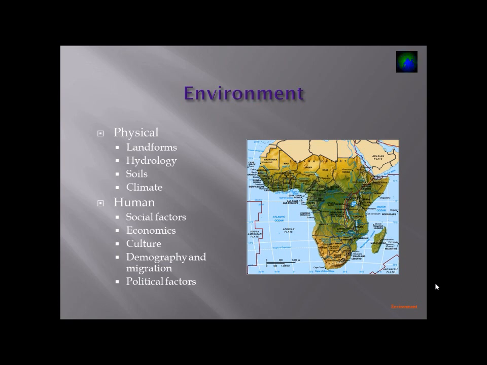Let's look at the environment. What do we look at when we investigate the physical environment? The physical environment includes landforms, hydrology, soils, and climate. So those are the things we look at. The human environment involves social factors such as economics, culture, demography, and migration, and political factors. And I believe the next slide will go through these.